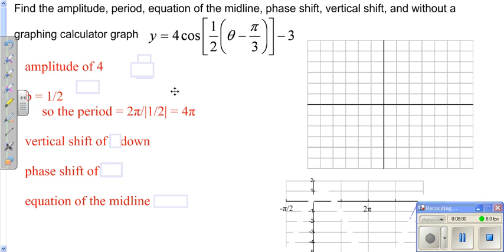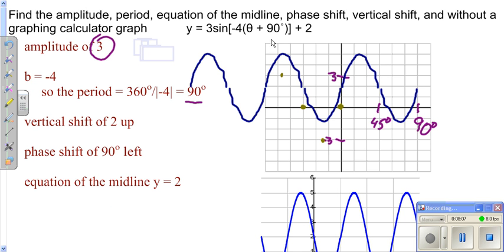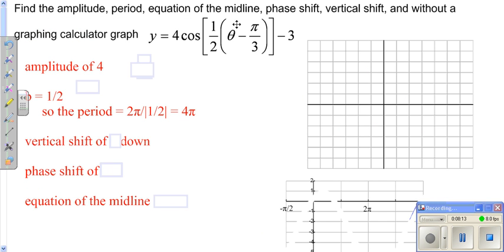Now you might be wondering, why am I dealing with radians here instead of degrees like I was on the last one? Well, in the last one here, inside the parentheses, we had 90 degrees, so that's why I knew we wanted to be dealing with 90, or degrees. But here inside of our parentheses, we have radians, so I know I need to be dealing with radians. Now, this minus 3 out back here shifts it 3 units down.